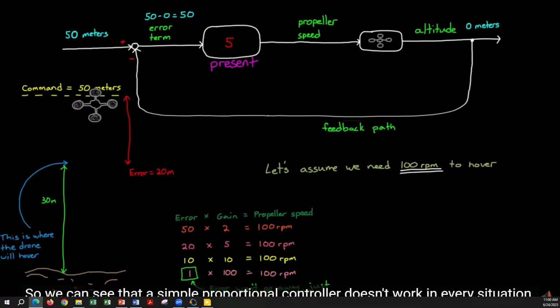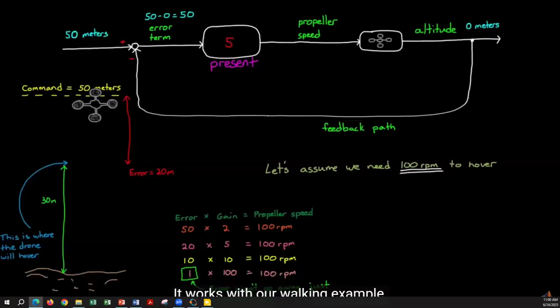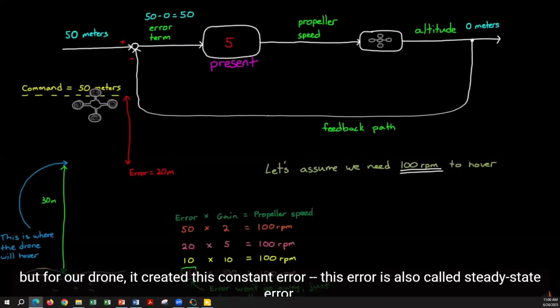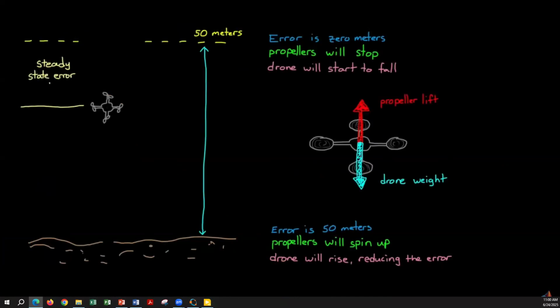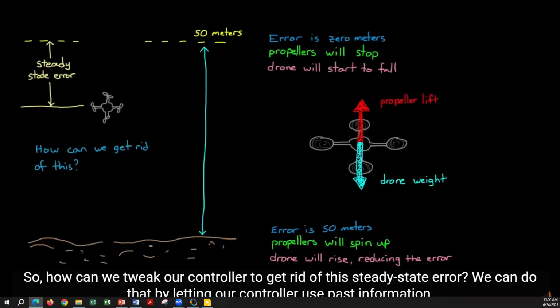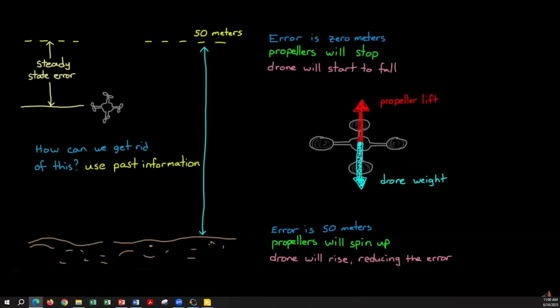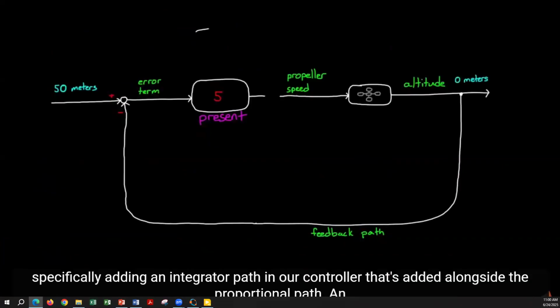So we can see that a simple proportional controller doesn't work in every situation. It works with our walking example, but for our drone it created this constant error. This error is also called steady state error. So, how can we tweak our controller to get rid of this steady state error? We can do that by letting our controller use past information, or specifically adding an integrator path in our controller that's added alongside the proportional path.